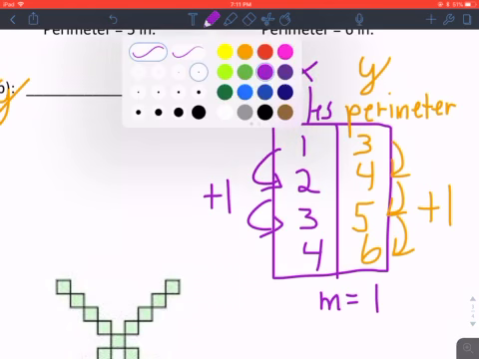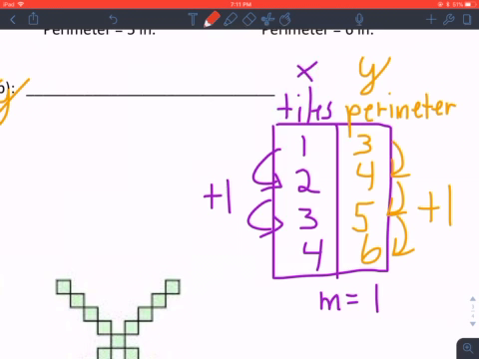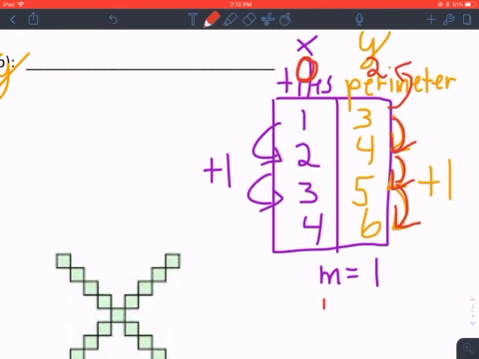So what I'm going to do is go backwards 1. I want to figure out when X is 0, what does Y equal? I know when X is 1, Y equals 3. Well, what about when X is 0? If I'm adding 1 to go in this direction in the pattern, I would have to subtract 1 to go backwards. So when X equals 0, my Y would be 2. So my Y-intercept is 2.